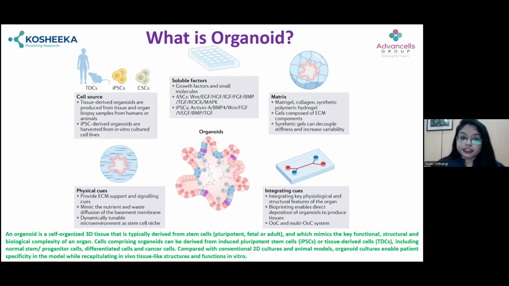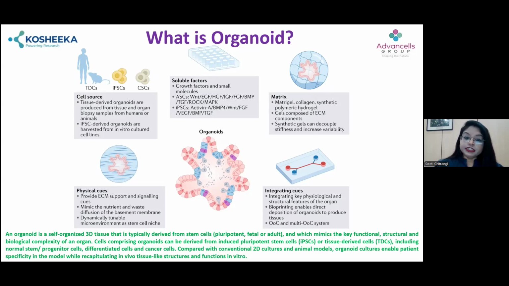For iPSC, you need any adult cell and then reprogram it to induced pluripotent stem cells, and you can generate organoids from iPSC. Then second, you have to give physical cues, that is a physical microenvironment, to these isolated cells. So it will be extracellular matrix support and signaling cues. It will need some growth factors and signaling molecules, so that it can mimic the nutrient and waste diffusion of the basement membrane that is present in vivo.